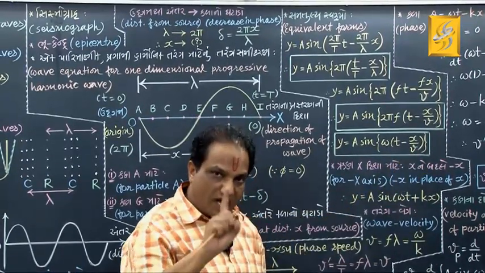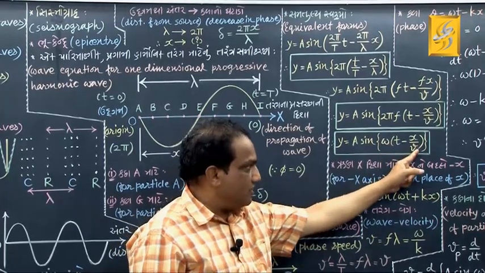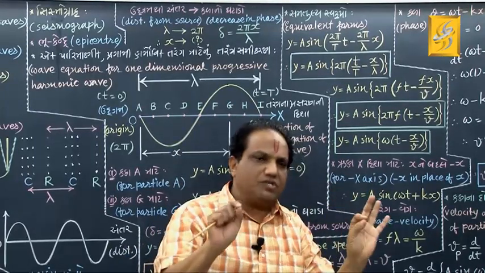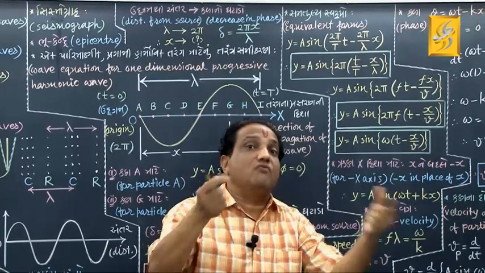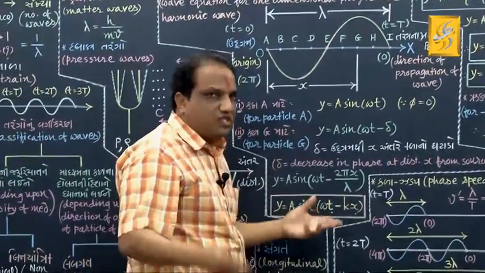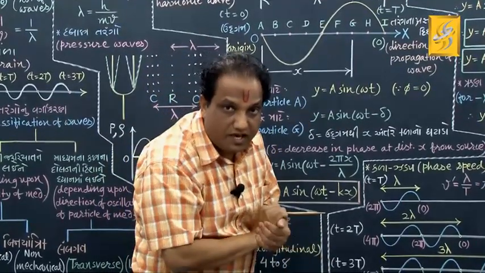If you are asked to derive the wave equation in terms of angular frequency and wave velocity, then you can reach up to this step. Otherwise, in the examination, if it is simply asked to derive the wave equation, then you are supposed to derive up to this step only, which is very easy. Y equals a sine omega t minus kx.